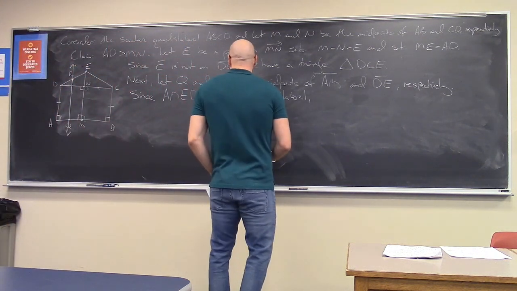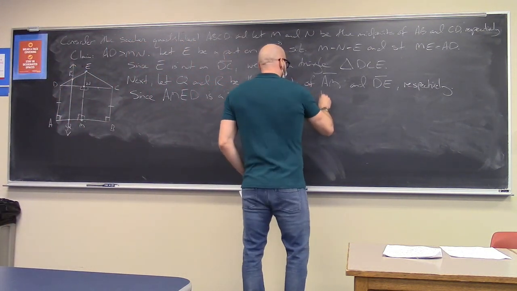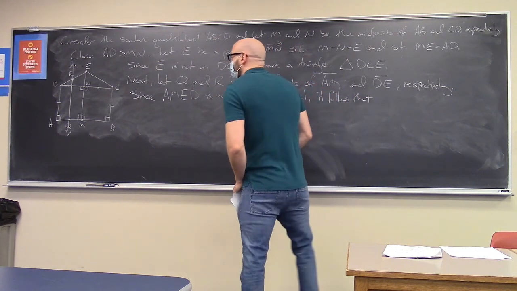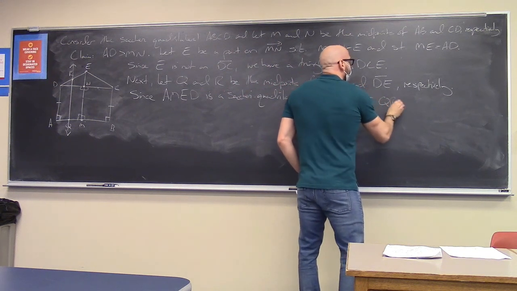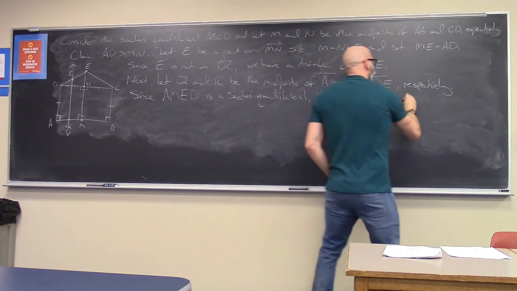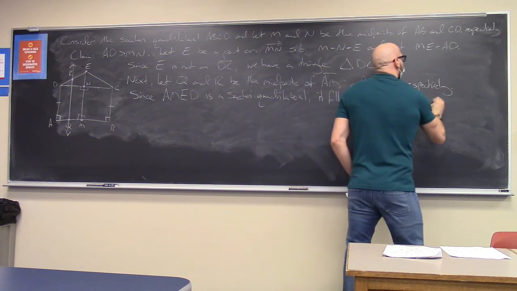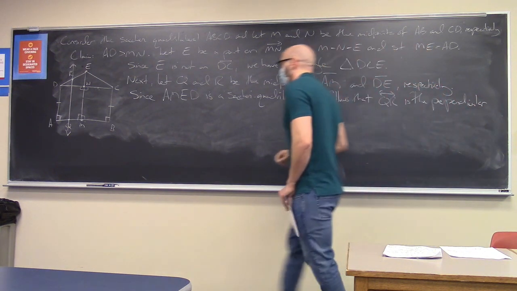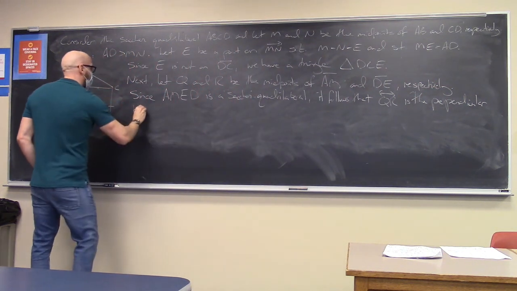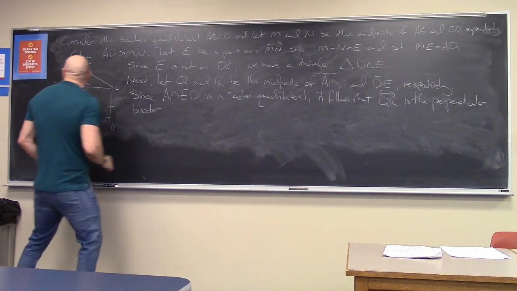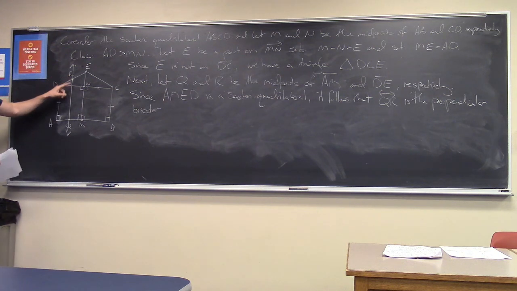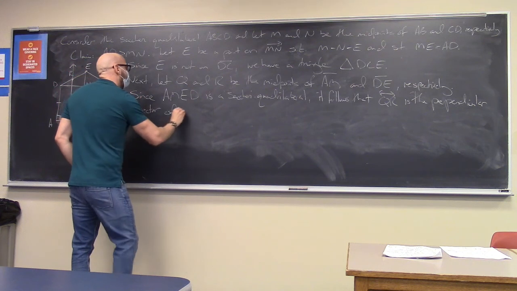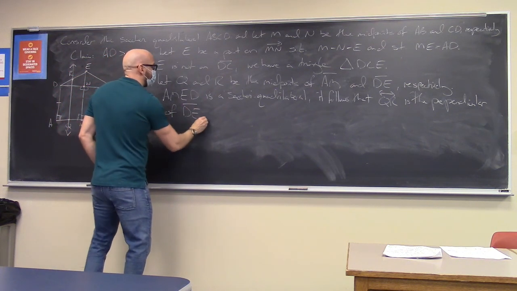So since AMED is a security quadrilateral, it follows that QR, we'll just make this a bi-infinite line, is the perpendicular bisector of the summit and the base. All I really care about is the summit though, so we'll just say it's a perpendicular bisector of DE.